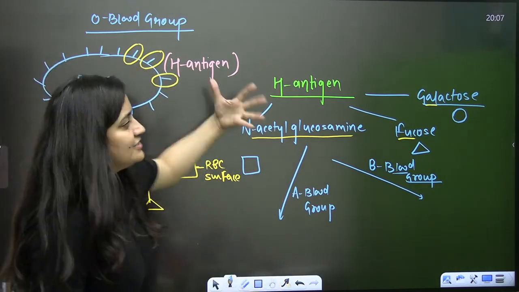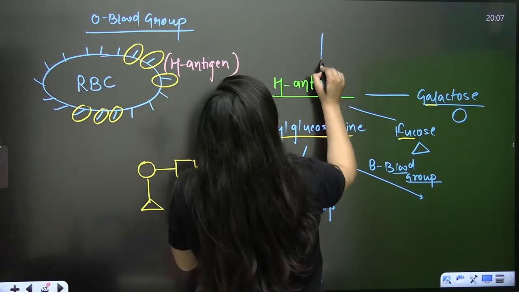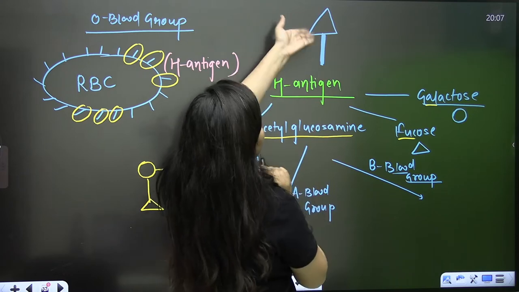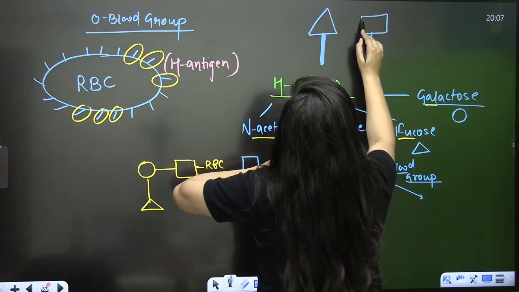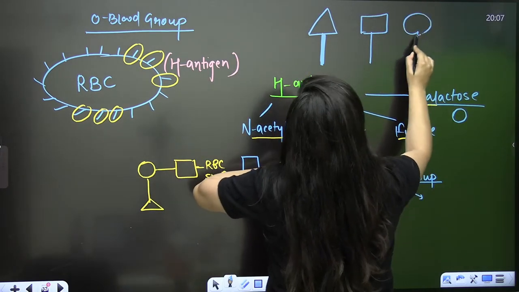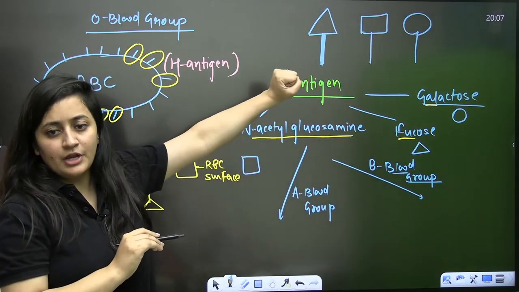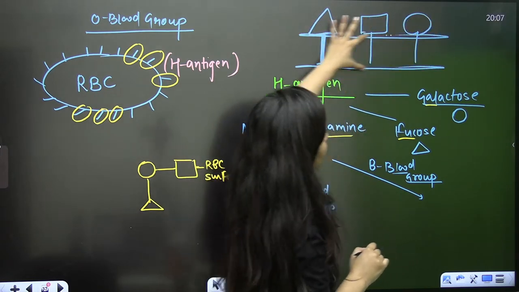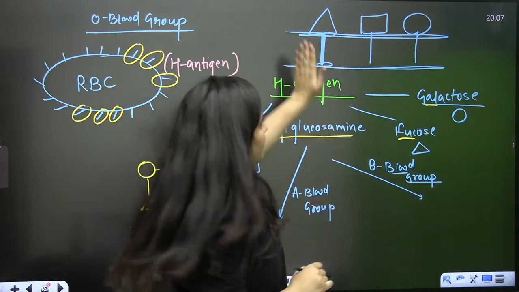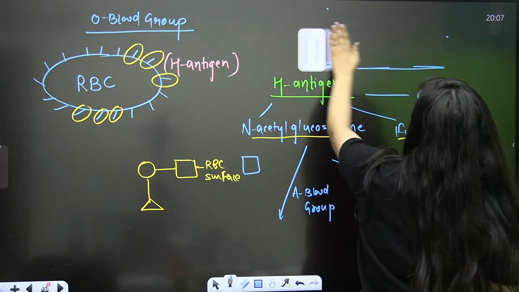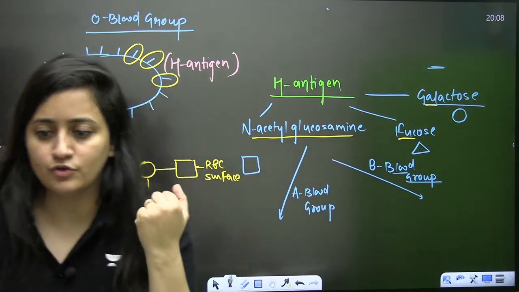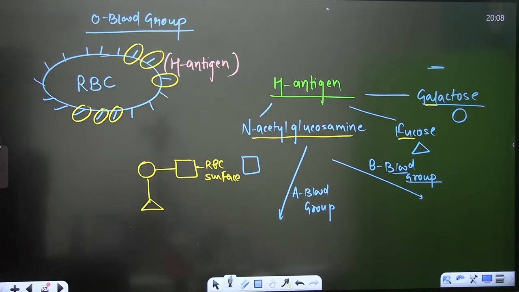So H antigen is something basic. Let's say you have a basic pillar. If you put a triangular structure over it, it looks like that. If you put a square over it, it will look like that. If you put a circle over it, it will look like that. But ultimately this structure is the common structure. Clear? The same is the case here. The H antigen is common, and the O blood group also has that.